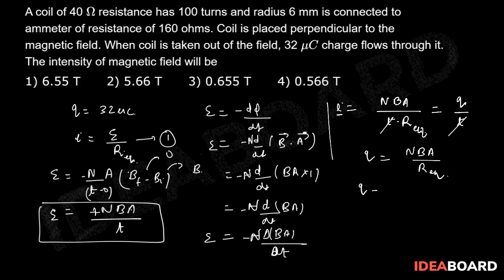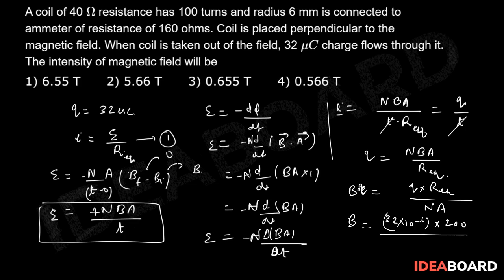So from there I can find out the value of B. B will be Q into R equivalent divided by N into A. Perfect. Now put the values. B will be equal to Q is 32 into 10 to the power minus 6, which is given in the question paper, and R equivalent is 200, I already calculated. Divide by the number of turns, which is 100.